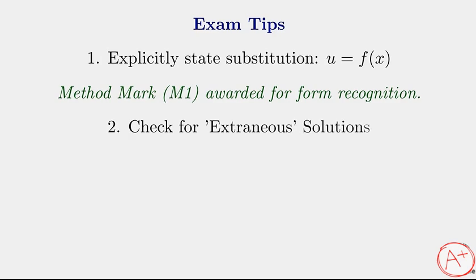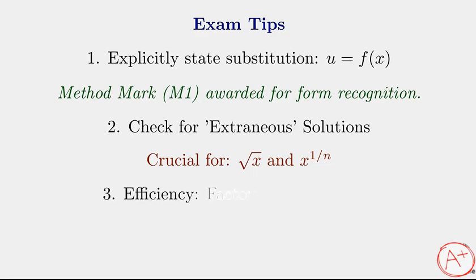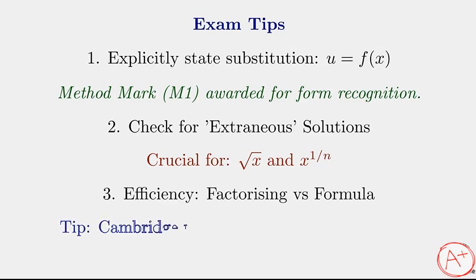Second, always check the validity of your final answers by substituting them back into the original equation. This is especially important for equations with square roots or fractional powers, where fake solutions can often appear during the squaring process. Third, look to factorize before jumping to the quadratic formula. In Cambridge papers, hidden quadratics are often designed to factorize nicely with integers. If you find yourself dealing with very complex decimals, pause and check if you have identified the substitution correctly.